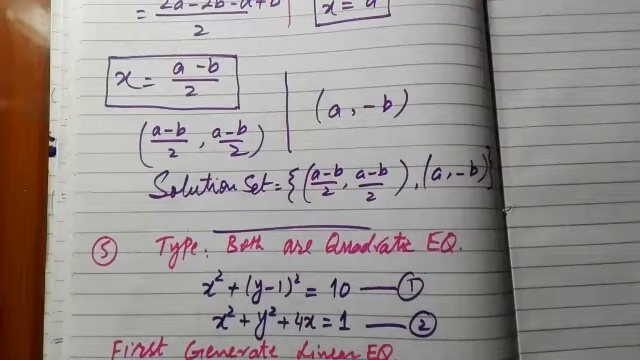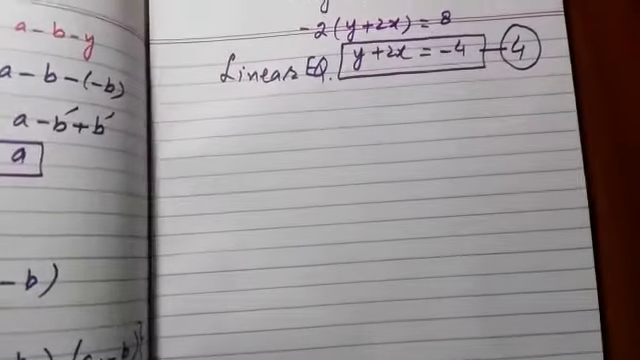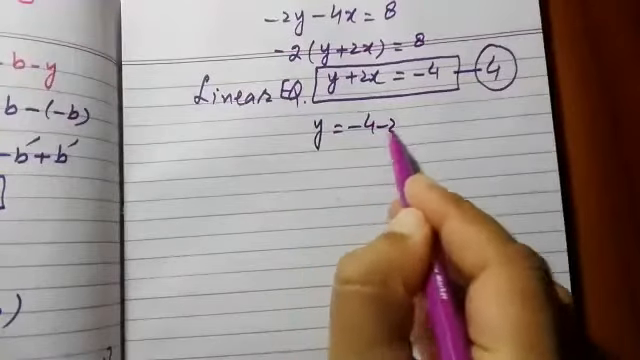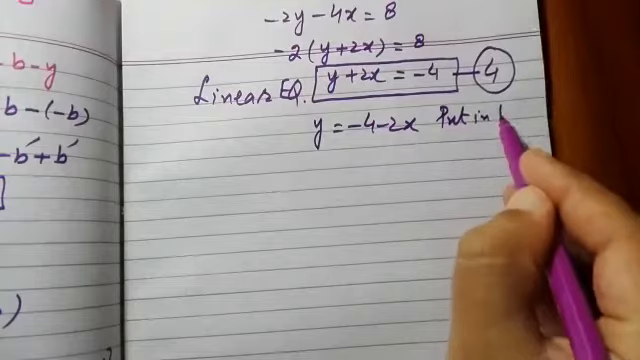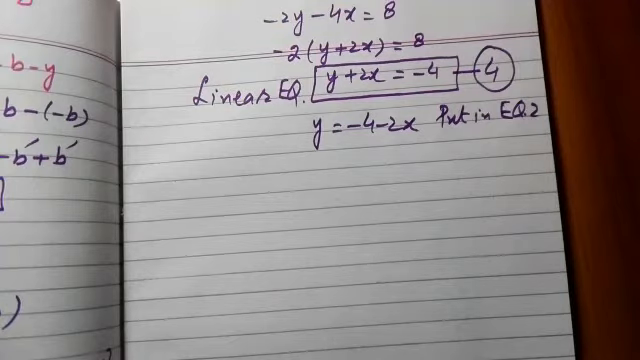One was linear and the other one was quadratic. Now you are in a position to start the same procedure that you have done for question number 1. So if I take equation number 4, which is a linear one, and find the value of y, it will be minus 4 minus 2x. And I put this value in equation number 2, for example. I can put it even in equation number 1, but I feel that in equation number 1 it will be a little bit difficult. So I am using equation number 2 now.